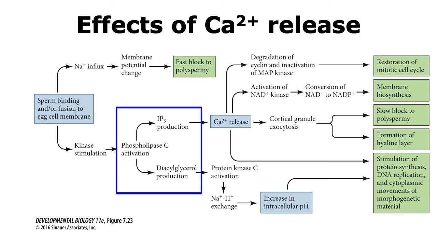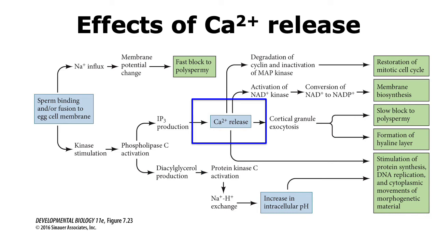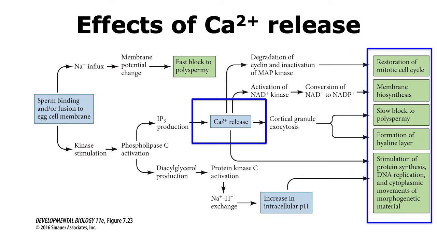Sperm binding to or fusion with the egg cell membrane also activates phospholipase C. That in turn will synthesize IP3 and diacylglycerol, and that IP3 causes calcium to be released. This calcium will initiate the cortical granule reaction. That cortical granule reaction will cause a slow block to polyspermy. In addition, that calcium release can result in many other metabolic changes.